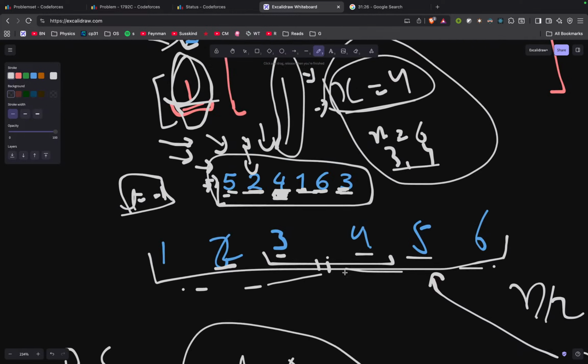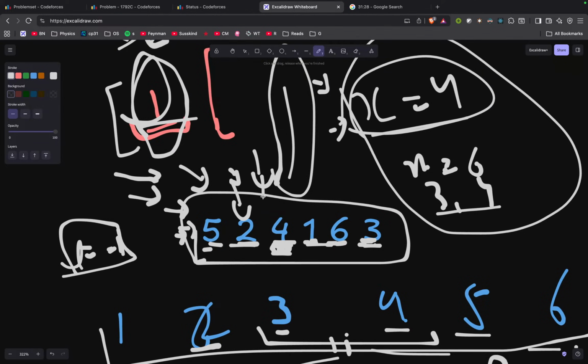plus 1. But that all comes after we have figured out a function we can use for checking if a given number of operations can be used to convert this array into an ascending array. How do we do that?